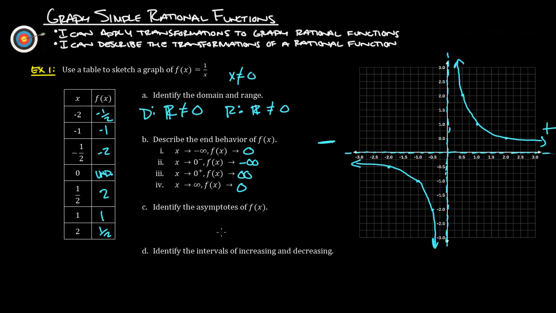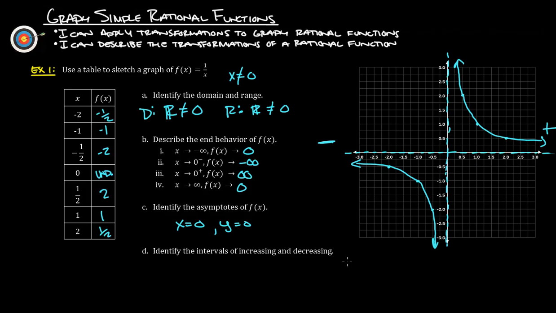Identify the asymptotes. We did that already with our little graph. Whatever axis it crosses through, that's how we define it. This crosses through the x-axis, so we've got x equals 0. This crosses through the y-axis, so that's also y equals 0. Those are our two asymptotes.